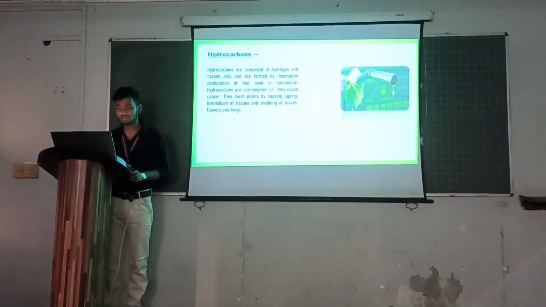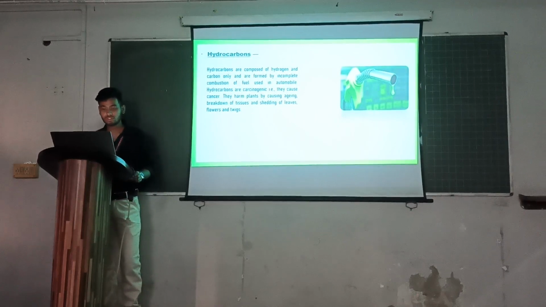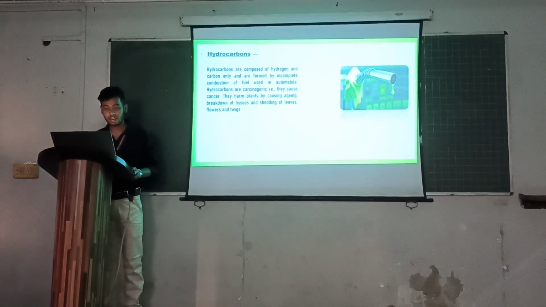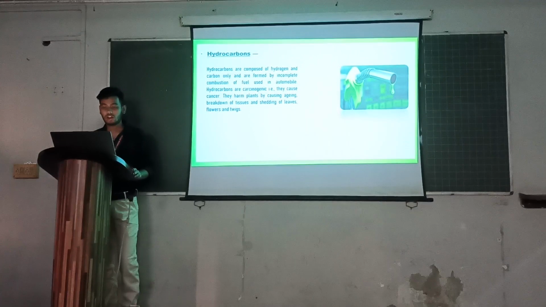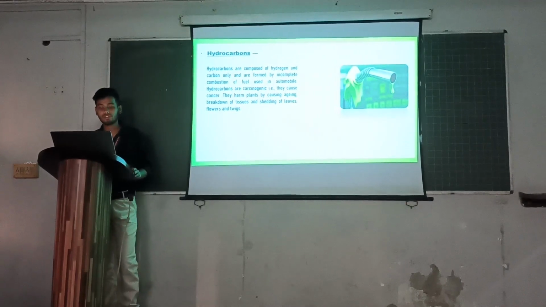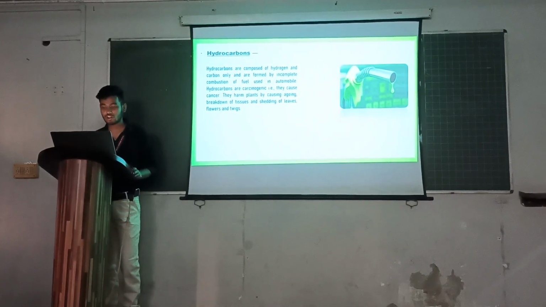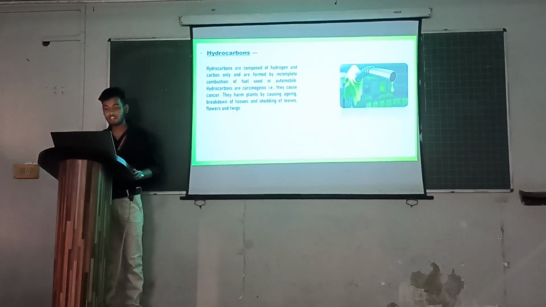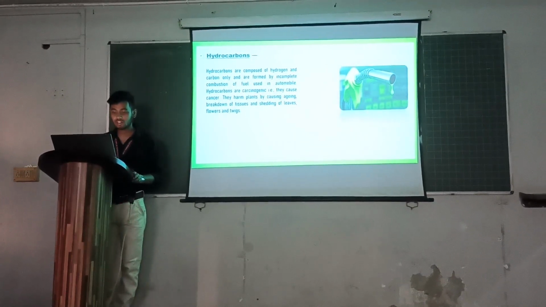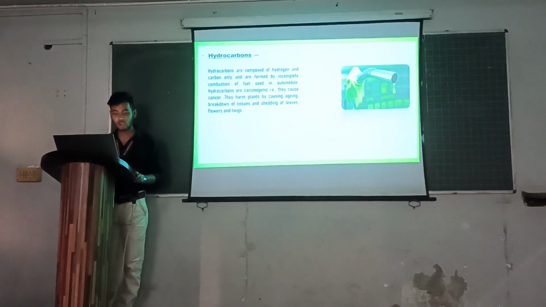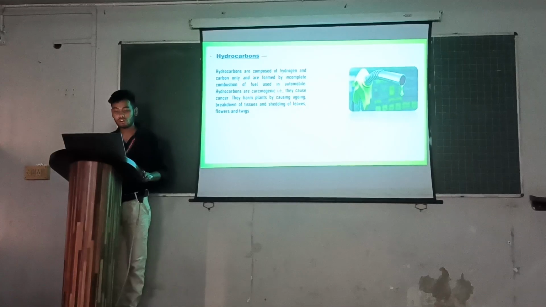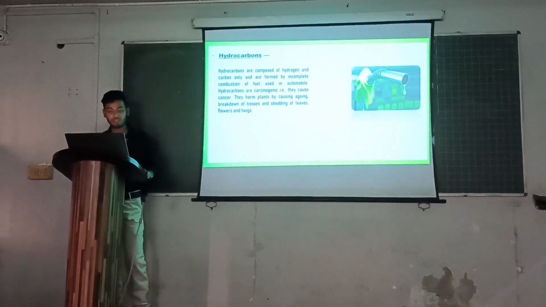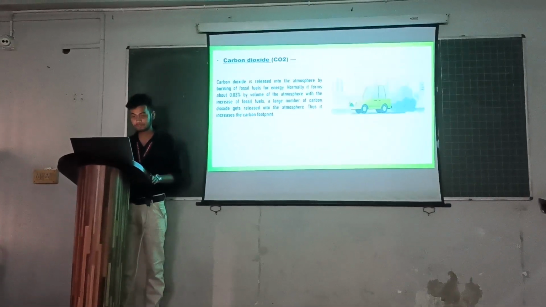Next one is hydrocarbons. Hydrocarbons are composed of hydrogen and carbon only and are formed by incomplete combustion of fuels used in automobiles. Hydrocarbons are carcinogenic. They cause cancer. They harm plants by causing aging, breakdown of tissues, and shedding of leaves, flowers, and twigs.